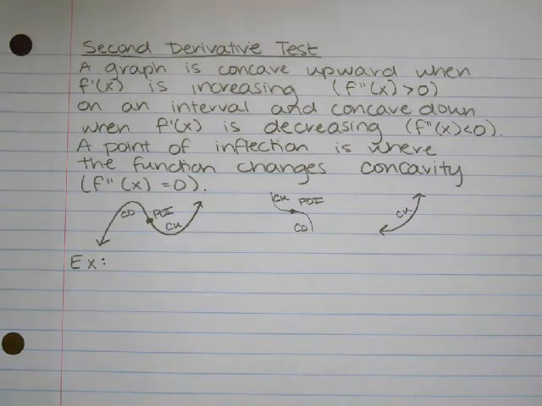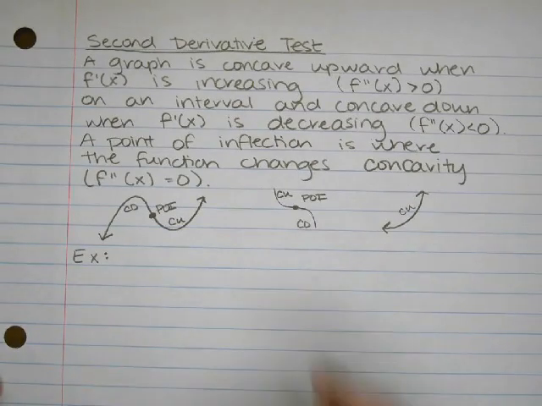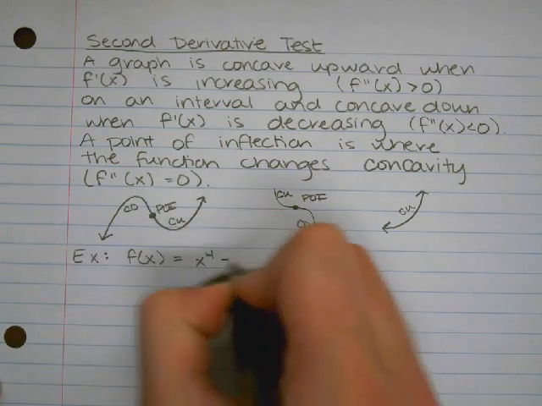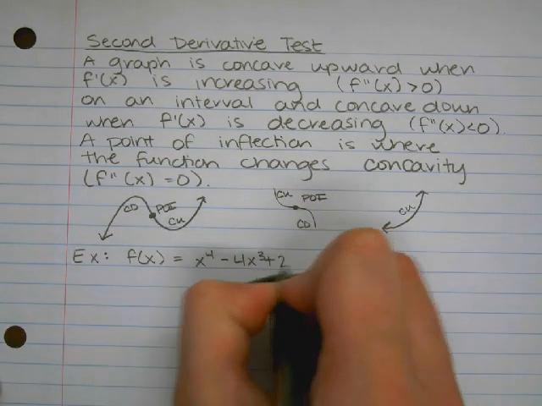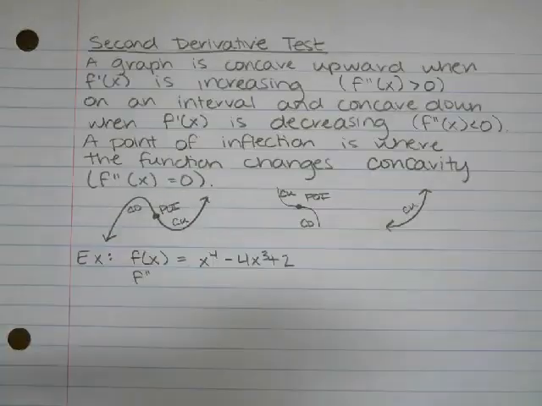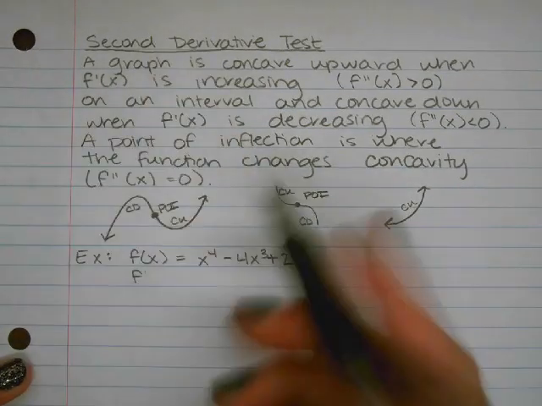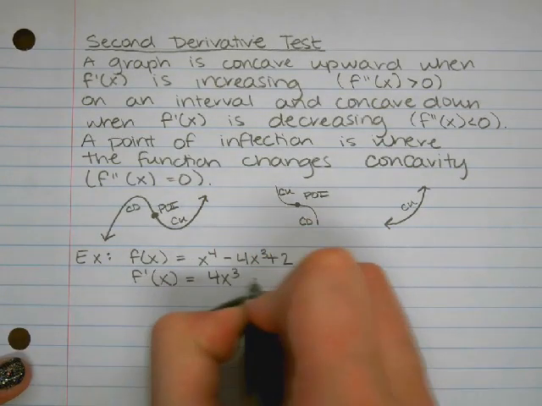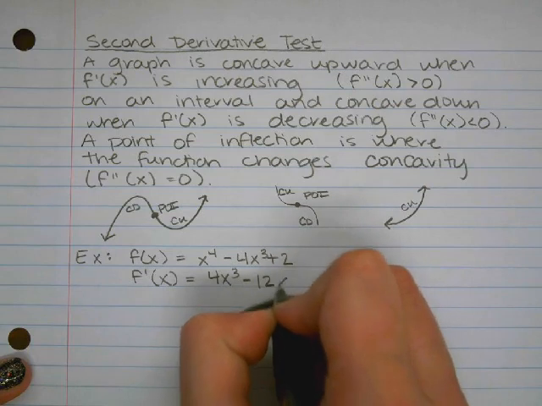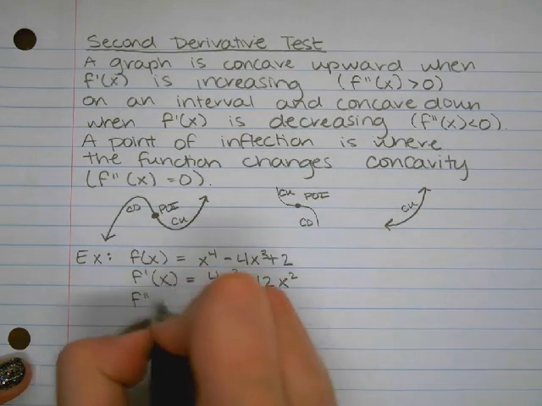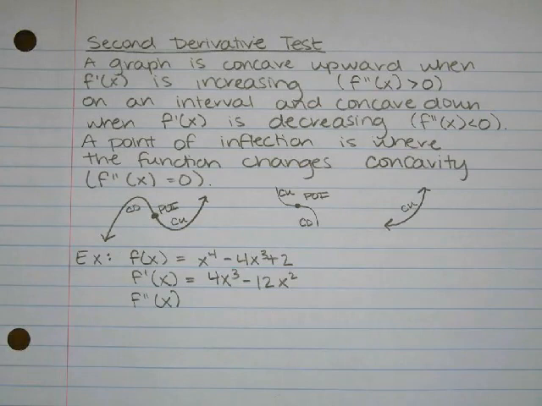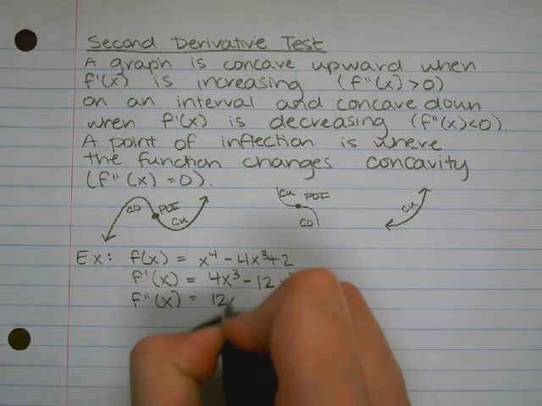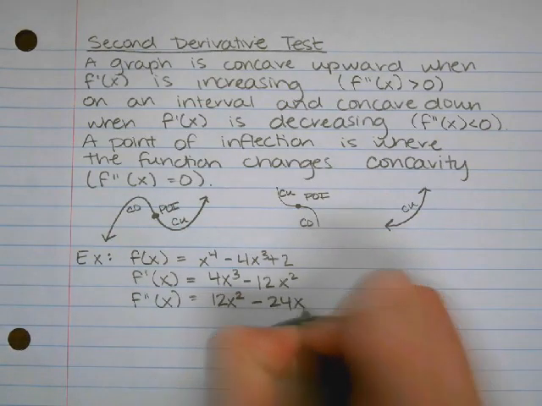Okay, so we're going to go ahead and find concavity based on the problem that we actually looked at in the first derivative video. So I'm going to write down that problem again. That was x to the fourth minus 4x to the third plus 2. And we'll go ahead and find the first derivative: 4x to the third minus 12x squared. And we're going to pass right over the first derivative. We're going to go straight to the second derivative. So that's going to give us 12x squared minus 24x.